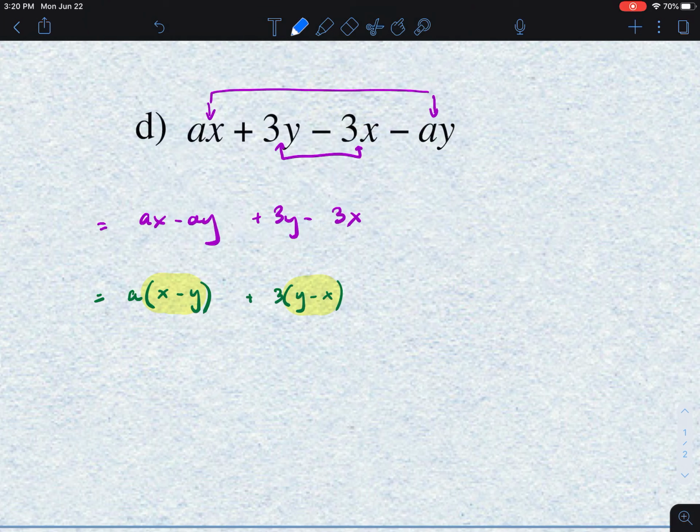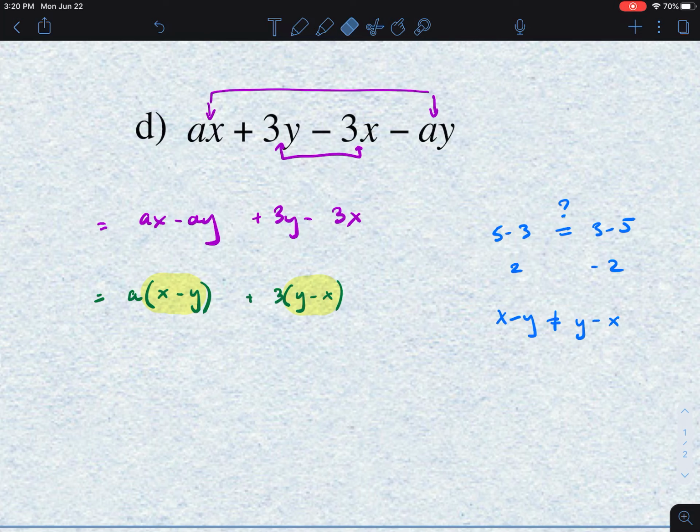It's like I'm asking you, is 5 minus 3 the same thing as 3 minus 5? No, one is positive 2 and one is negative 2, so they're not the same thing. Subtraction is not commutative. Therefore, x minus y and y minus x are not the same thing. So how do we fix this here? Make a note: y minus x is not equal to x minus y.